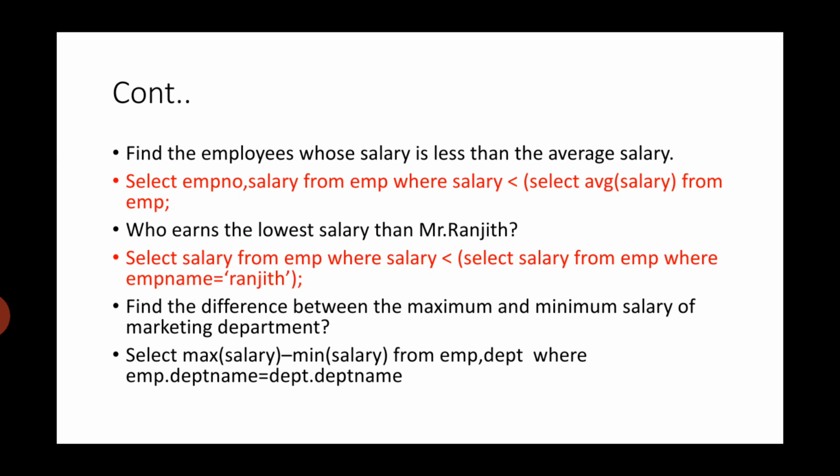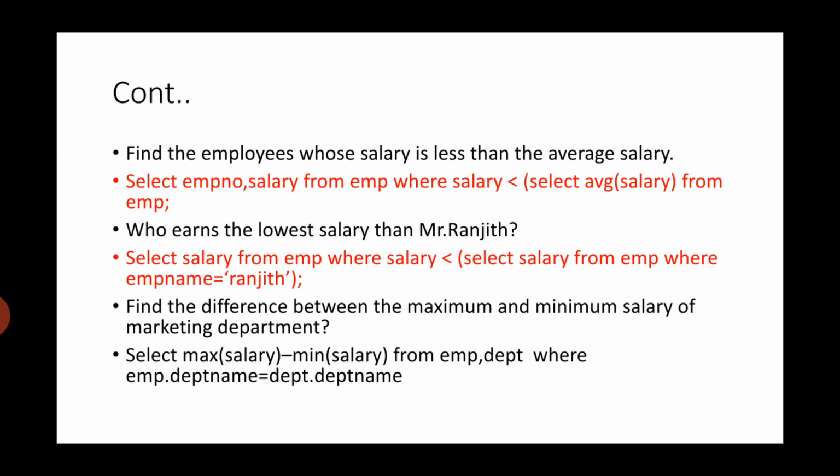The average salary should be found out first, so that I can give that in the inner query. It has to be closed with a parenthesis. Who earns a lower salary than Mr. Ranjit? Once again, it's a subquery. I should find out Ranjit's salary, then only I can understand those who are getting a salary less than Mr. Ranjit's salary. So you have to write the query for finding Ranjit's salary as an inner query. So select salary from employee where employee name is equal to Ranjit. That is nothing but your inner query. In the outer query, you can compare the other salaries, and the less than operator should be used.